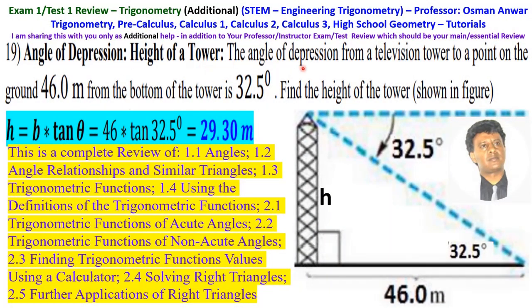This is angle of depression. The angle of depression from a television tower to a point on the ground 46 meters from the bottom of the tower is 32.5 degrees. Find the height of the tower. So here, if this is 32.5 degrees and this one is also 32.5 degrees, then you have h over b is equal to tan theta. That means h is b tan theta. That is 46 tan 32.5, which is 29.3 meters.